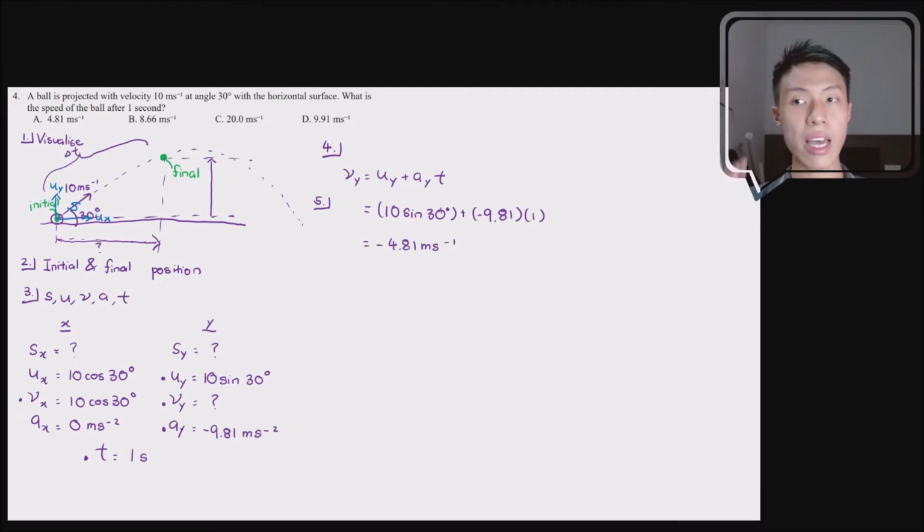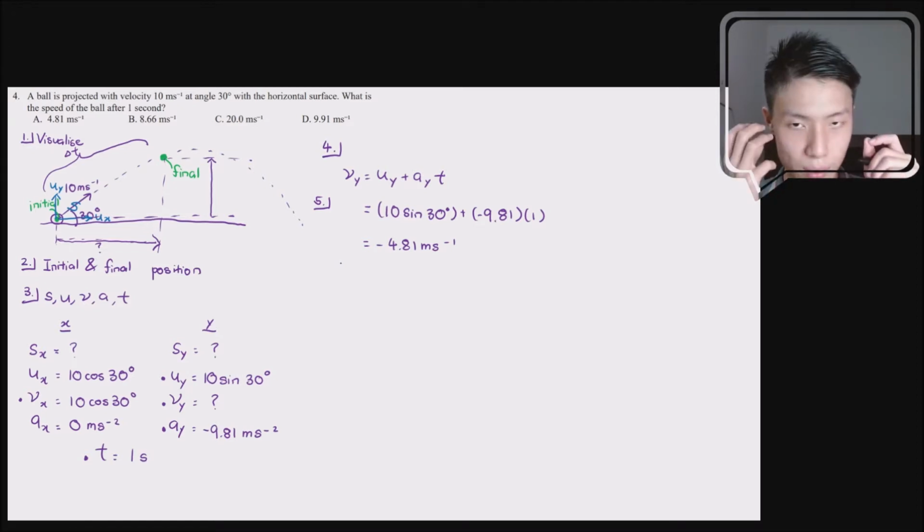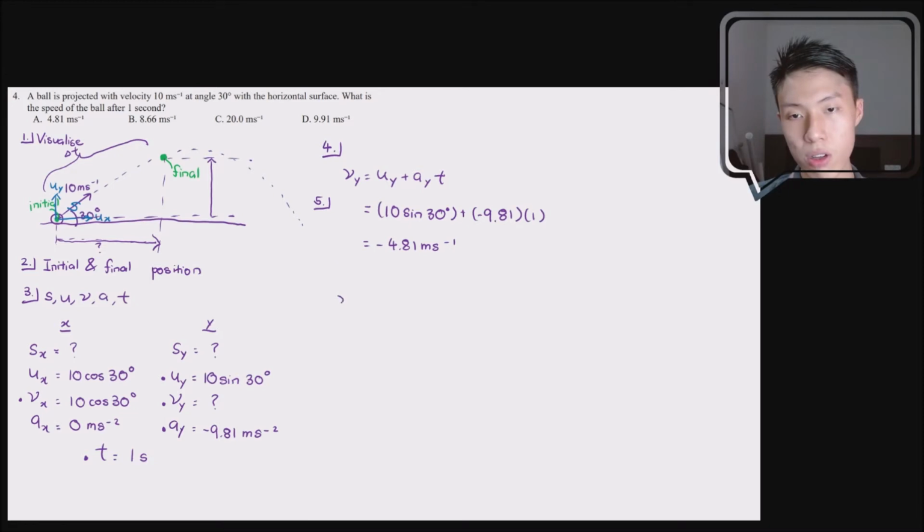We still need to find the actual velocity, the magnitude of velocity, because the magnitude of velocity is speed. So we need to combine our Y component of velocity with the X component of velocity in order to obtain the magnitude of velocity. The magnitude of velocity is called V. In order to obtain this, you know that it's Pythagoras theorem, the X component squared plus the Y component squared.